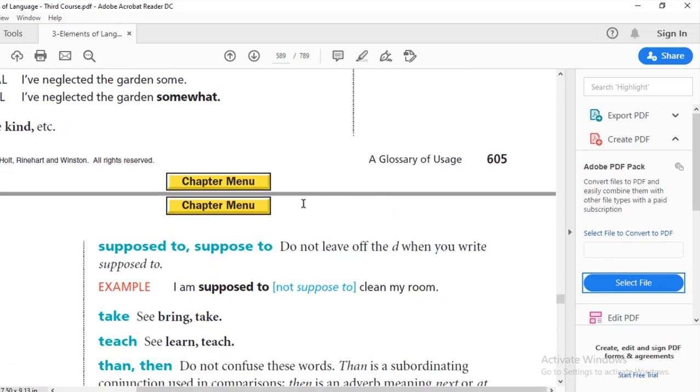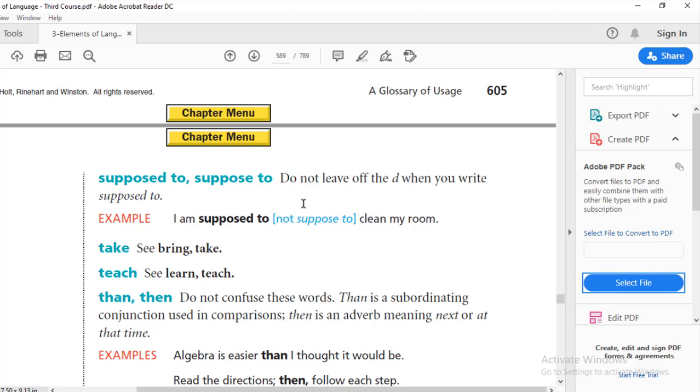So let's move on to suppose, supposed and supposed to, right? Most people would drop the d at the end of the word. So instead of saying supposed to, they say suppose. So this one is incorrect, this one is correct, right? So be careful of how to choose the correct one. So for example, here I'm supposed to clean my room. So don't forget that we have to put the letter D here, right?